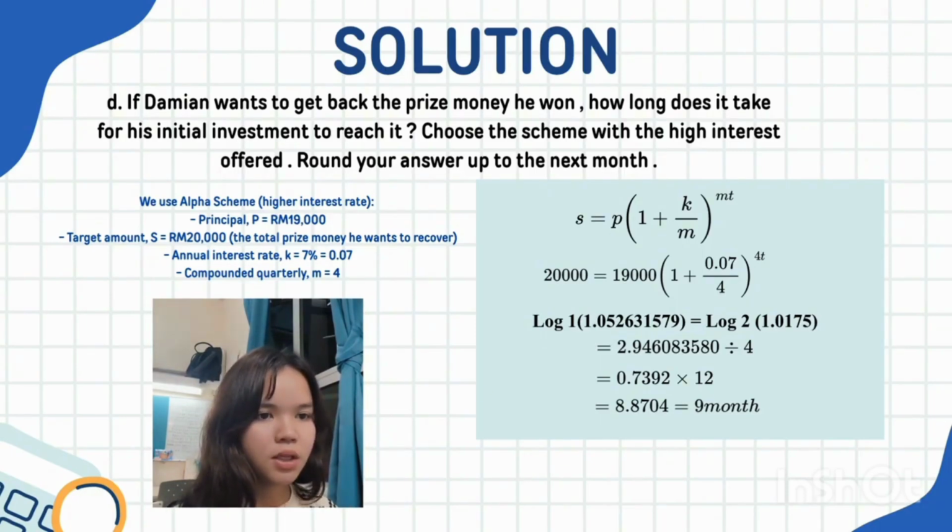So now we calculate using the calculator. The answer is 2.94608358. Then we divide by 4, we get 0.7392. Then we multiply by 12, we get 8.8704. Then we round up to 9, so T is 9. Okay, that's all from me.